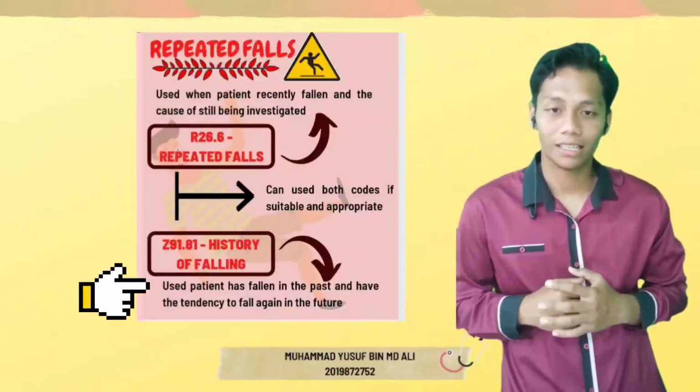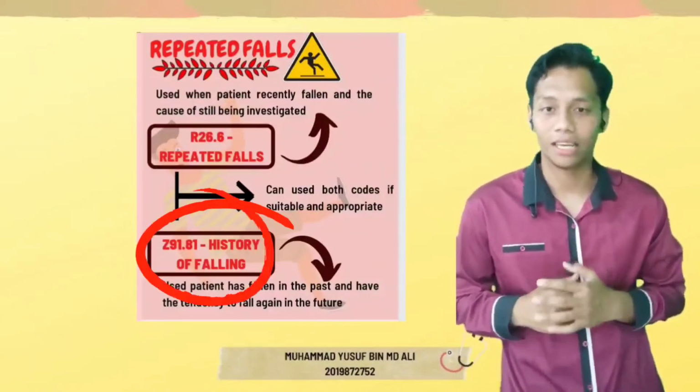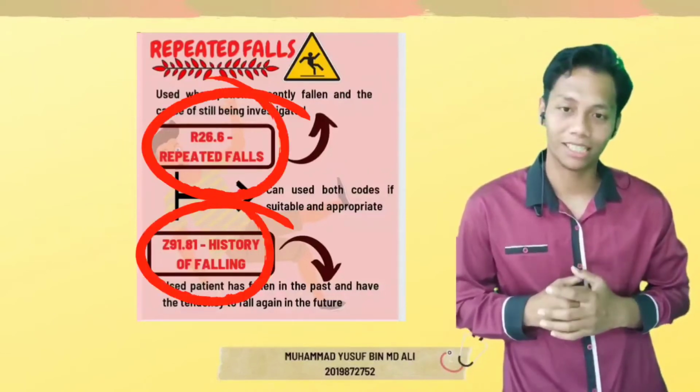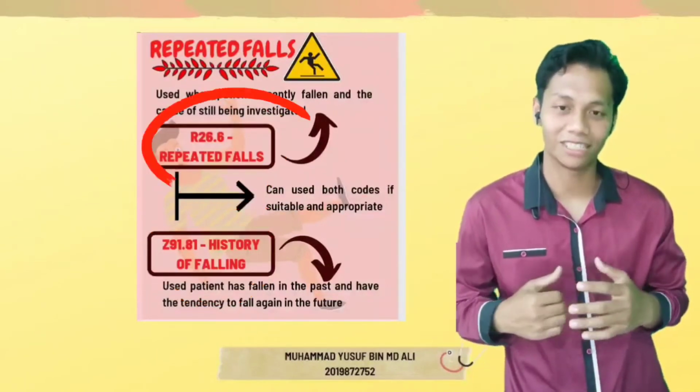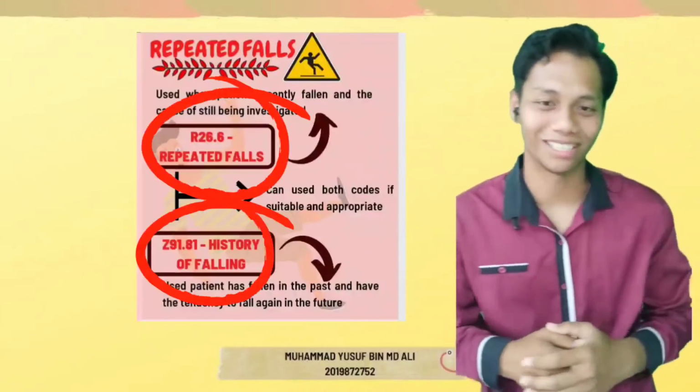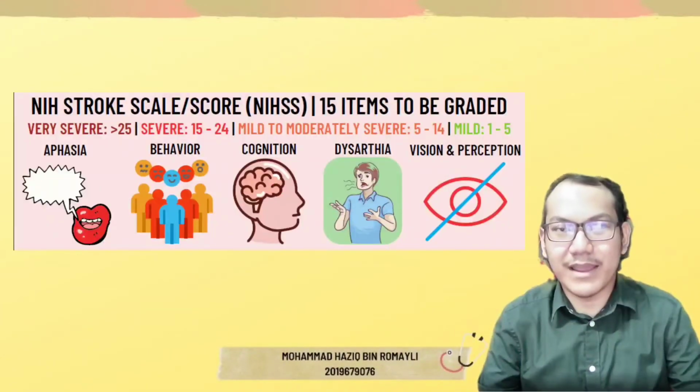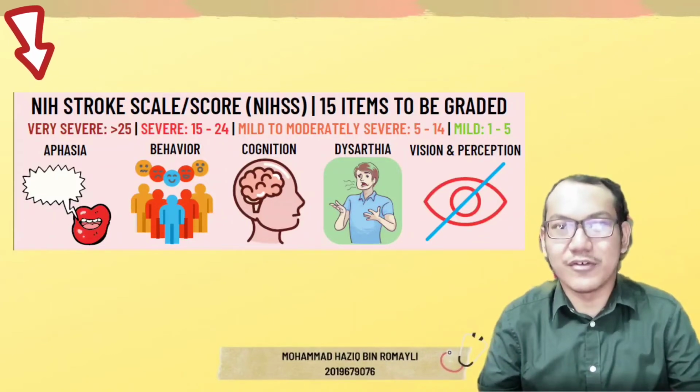Z91.81 and R26.6 can be used if the situation is suitable and appropriate. So today I'm going to present about the NIHSS score, or what we call the NIH Stroke Scale.